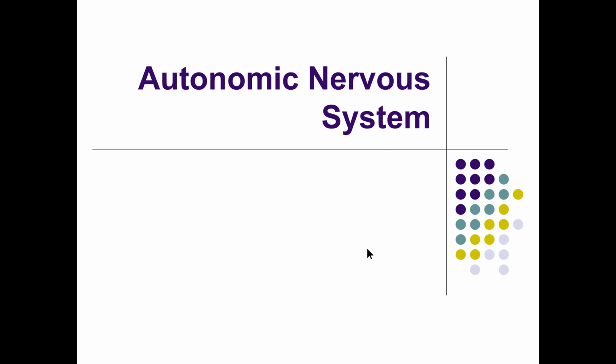This is BSC2085C, summer 2002. This is chapter 14, the autonomic nervous system, the last chapter of the nervous system. Chapter 15 will include the special senses, and chapter 16 will include the endocrine system.